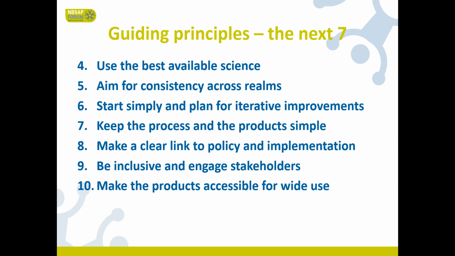But one that I want to highlight is number 6, start simply and plan for iterative improvements. The first time this approach is applied in a country, there's probably going to be significant data gaps and significant capacity constraints, and the outputs might seem far from perfect. And this was certainly the case with our first national biodiversity assessment in South Africa in 2004. But what we would strongly recommend is that it's better to start with something simple rather than postpone in the hope of getting more optimal data and more capacity to do a sophisticated assessment at some future date.